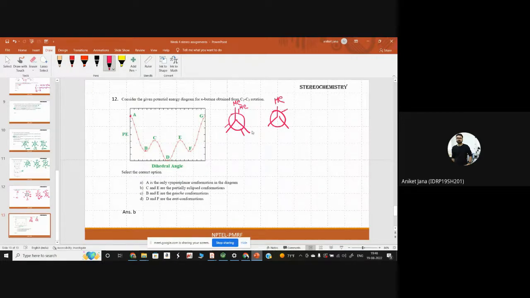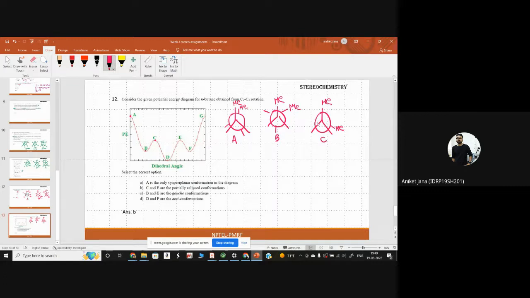I am not drawing the hydrogens. Here the blank spaces are hydrogens. So here B is gauche, and A is eclipsed. Then C? Partially eclipsed. Exactly. Here is a methyl, and here is a methyl. Right? C is partially eclipsed.